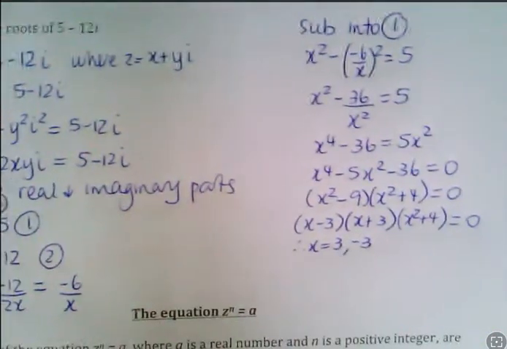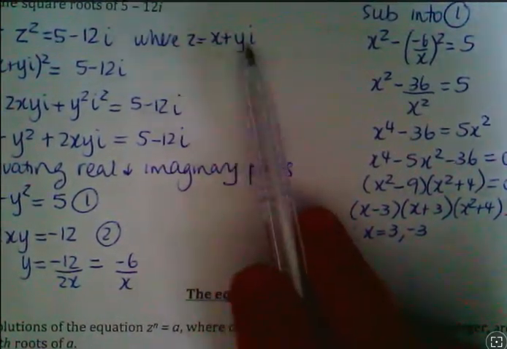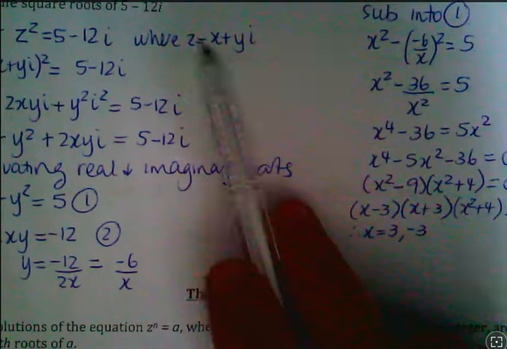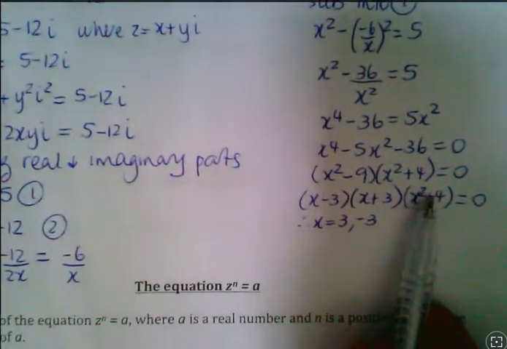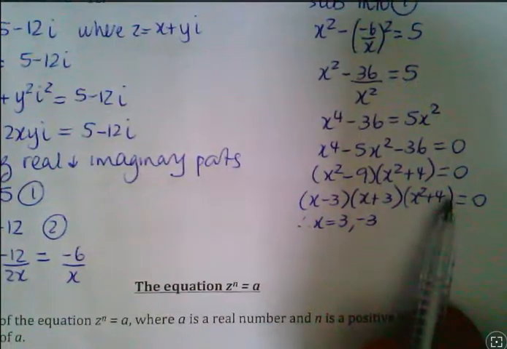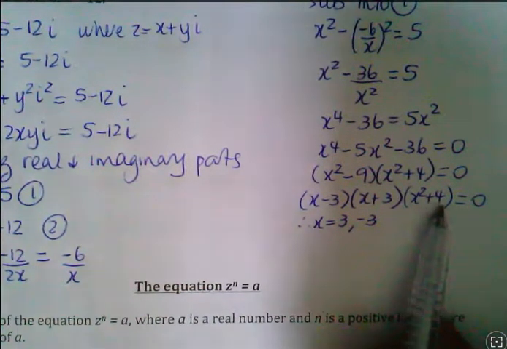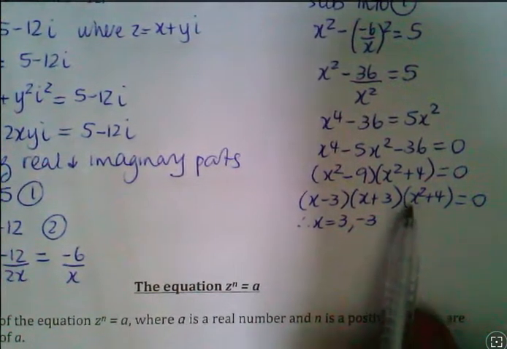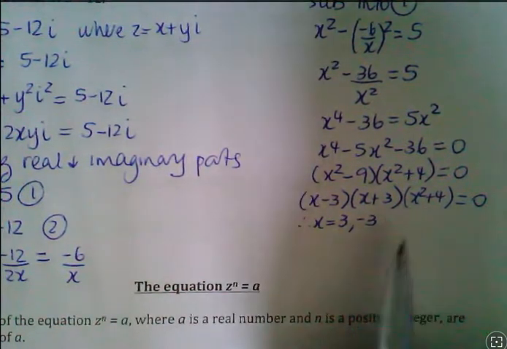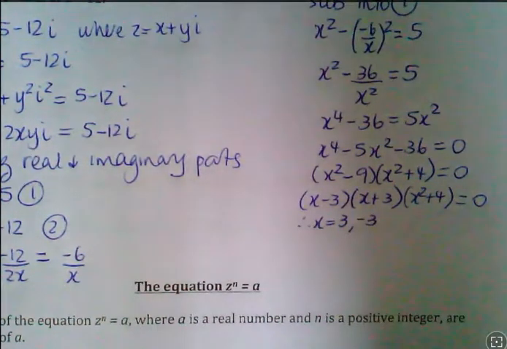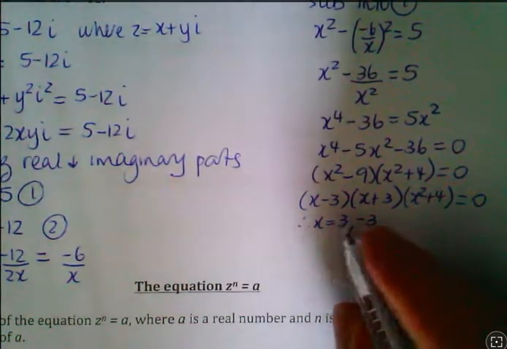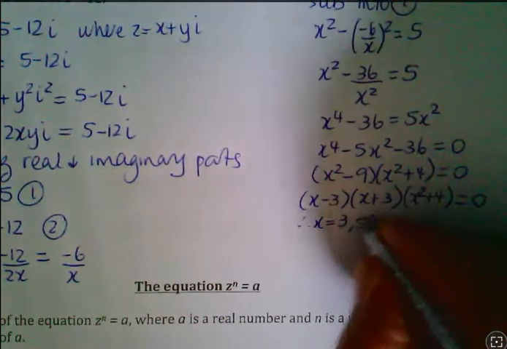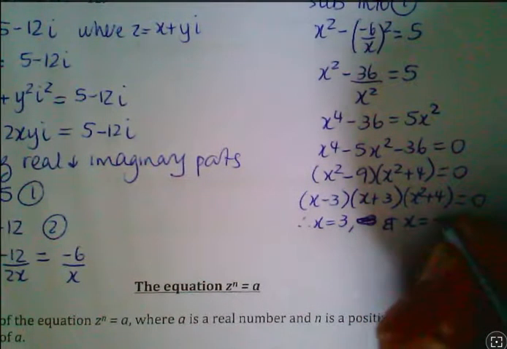Now, remember that z is x plus yi, but the x and the y have to be real numbers, so you do not go here. You don't come over here and go x squared minus 4i squared to make it a difference of two squares, so x has to be real and y has to be real. There's your imaginary bit there. So we solve only x is 3, and x is negative 3.